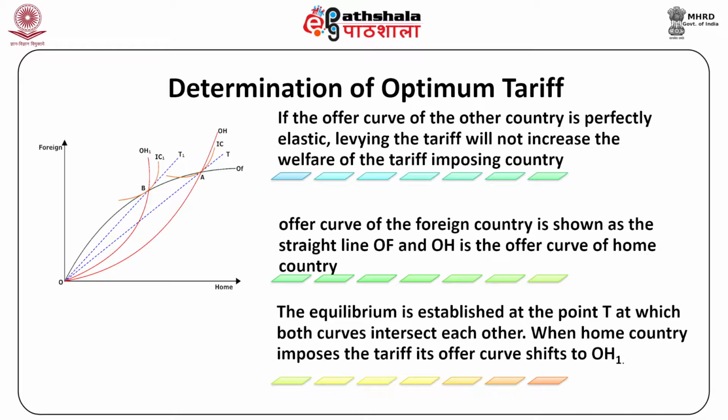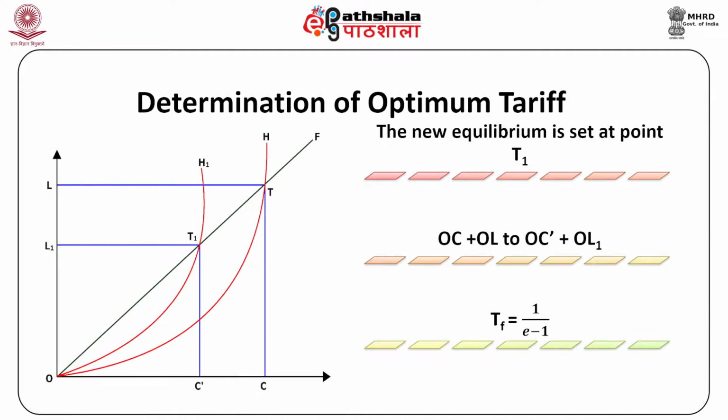When home country imposes the tariff, its offer curve shifts to OH1. The new equilibrium is set at point T1. In this case, the terms of trade remain unchanged while the volume of trade is reduced from OC plus OL to OC' plus OL1.